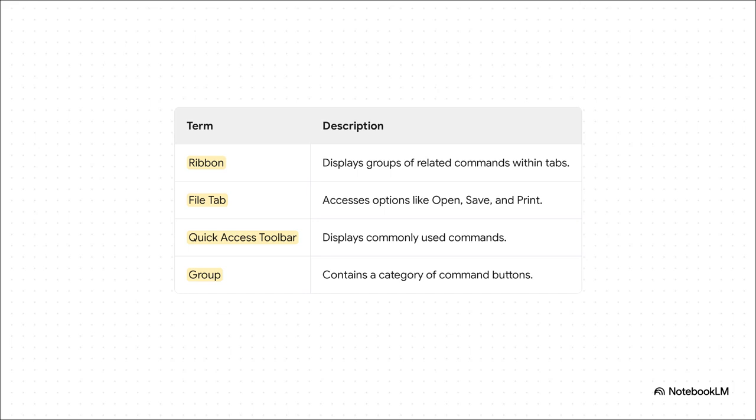Think of that big bar at the top, the ribbon, as your main toolkit. It's all organized into tabs that make sense. The File tab takes you backstage to handle things like opening, saving, or printing. And that little bar at the very top, the Quick Access toolbar, is for your personal favorites, like Save and Undo. See? It's a really smart system once you know the names.